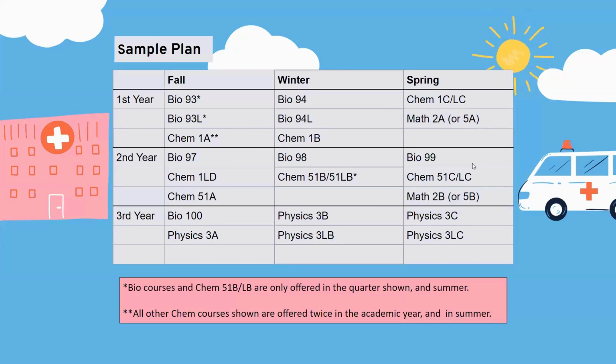Okay. And then all of the other chem courses that are shown are typically taught twice a year. So chemistry 1B, math 2A, and then also the organic chemistry courses. So you'll find those usually in at least 2 quarters out of the regular academic year and then in summer as well. So as you move forward, if you're not a bio major, you may not always be able to get into these classes or they may not work in your schedule.